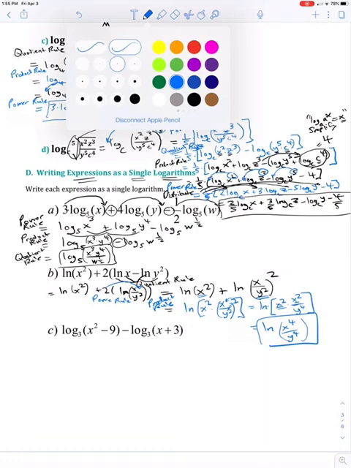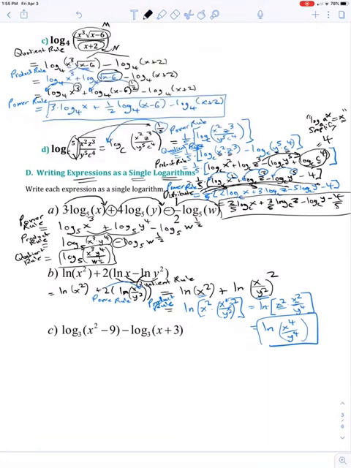Now, example C, so we look at our last one. Now, we've only got 2 logarithms. They're both base 3 logarithms, and they're asking us to subtract. So we know, again, how to combine a difference of logarithms. Let's go use the quotient rule. So that's equal to log base 3 of x squared minus 9 divided by x plus 3. Right, there's the quotient rule. Log of m minus log of n equals log of m over n.